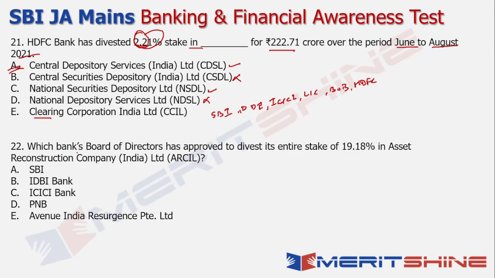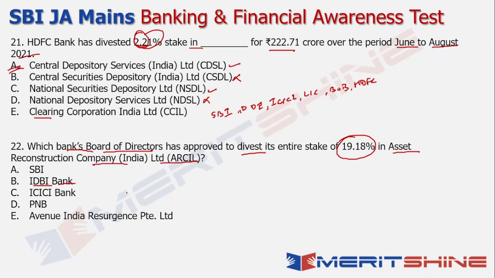Now, talking about the next one, which bank's board of directors has approved to divest its entire stake of 19.18% in the Asset Reconstruction Company India Limited? The answer in this case is fairly straightforward if you're following the news, wherein IDBI is trying to divest a lot of stakes so that it becomes easier overall. So IDBI is the one which has divested its entire stake in ARCIL, which happens to be an asset reconstruction company.